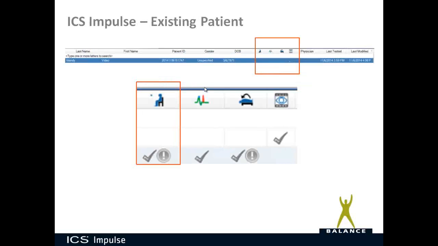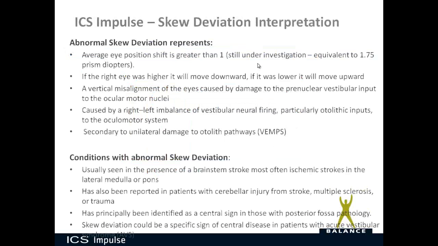If you have an existing patient, the skew deviation test is under ocular motor. And this little man in the chair staring at a dot denotes our ocular motor test. So if you did a skew deviation test, next to that person's name and information in that column with the little guy in the chair, there would be a check mark saying that an ocular motor test was done on this patient. So now how do you interpret skew deviation?